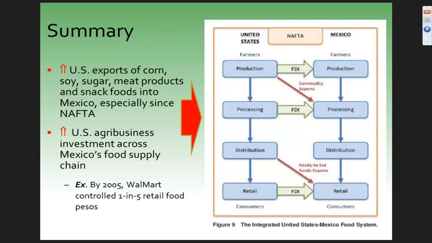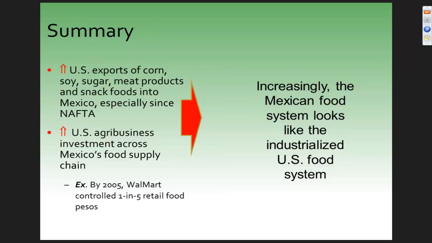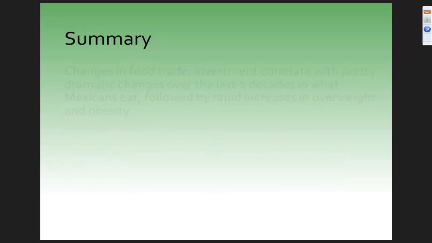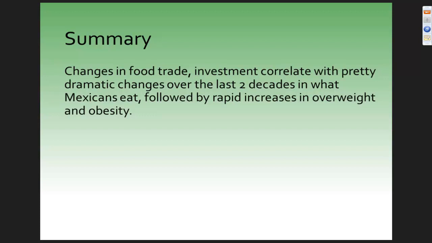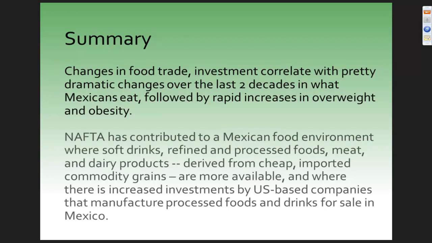Increasingly, then, the Mexican food system looks much like the industrialized U.S. food system. In fact, it's now a U.S.-Mexican food system where many of the players are identical. And the changes in investment and trade correlate pretty well with changes in what Mexicans eat, followed by rapid increases in overweight and obesity. And NAFTA, we concluded, has contributed to this obesogenic food environment now in Mexico, where soft drinks, refined and processed dairy products and foods and meat are more available, and where there's increased investment by U.S.-based companies in the companies that make or import those for sale into Mexico.